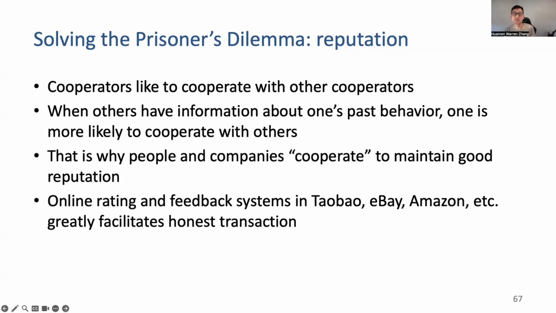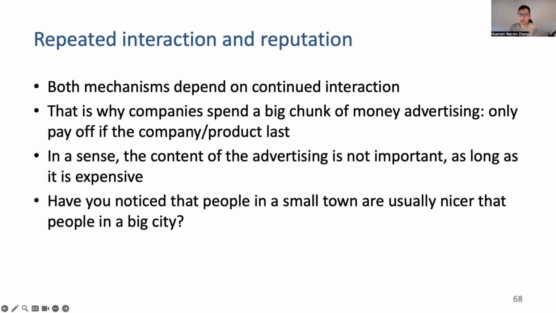And one last mechanism is reputation. That's why we see online rating systems, and also companies care about their brand image. That's the effect of reputation. Because of reputation, they are more likely to cooperate, to gain this reputation. So both repeated interaction and reputation depend on continued interaction. Either you are interacting with the same person, or interacting with someone else, but your past behavior is known by the other person.